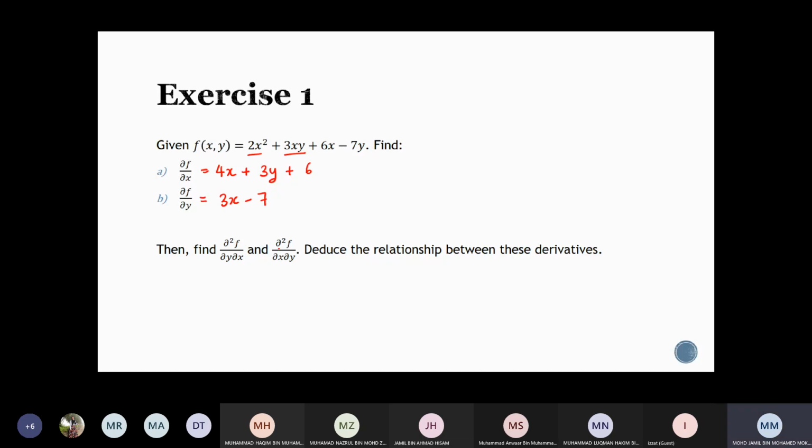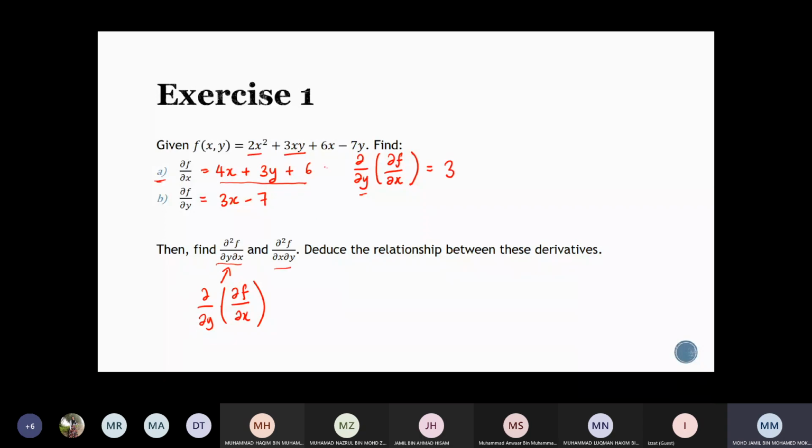Using the first equation, the answer to question A, that is del y of del f del x, differentiate this with respect to y. Look at this equation. For 4x, there is no y, you get 0. Plus 3y, you have y here, so you differentiate and get 3. Plus 6 is a constant, so you get 0. So the first part equals 3.